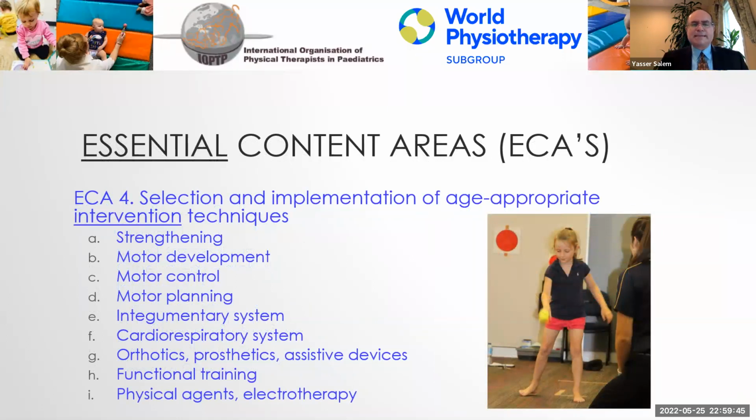The next slide is about intervention. Physical therapists should be able to select and implement age-appropriate interventions that include strengthening, motor development, think about motor control, motor planning, integumentary treatments, cardiorespiratory, orthotics and prosthetics, functional training, and also electrical agents or physical agents. So those are the things deemed essential for physical therapists to be able to do and perform.